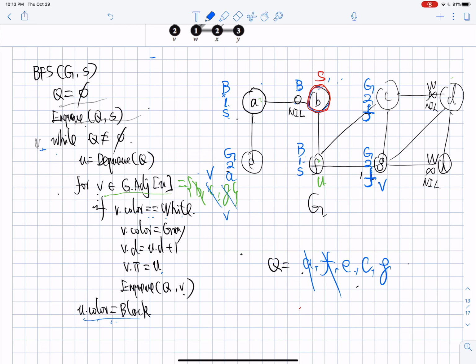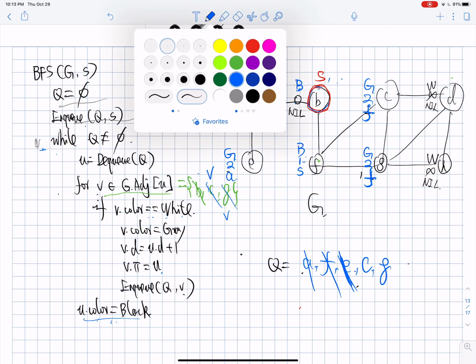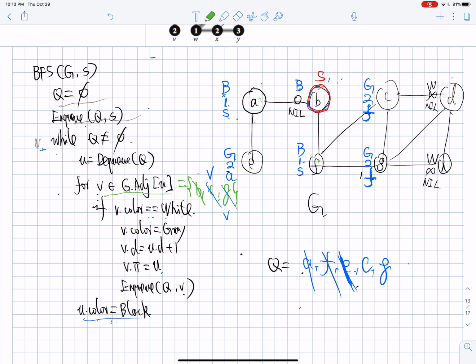And then we go back to the while loop. The queue is not empty, and we dequeue one. So we remove E. So let me remove this v, and so we have u as E. So u is here, and the neighbors of u include just A. But A has a black color, so we're not going to do anything for that node, and so we just jump to the last line, set the color of u as black.